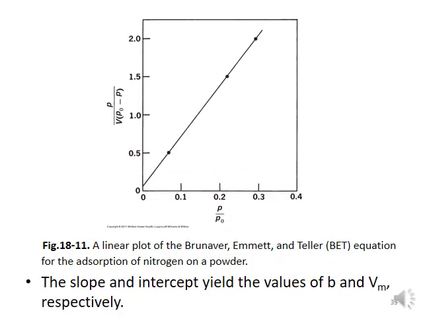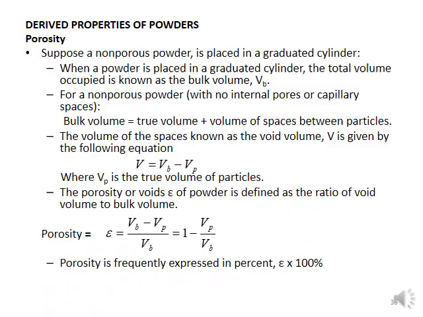This is a linearized form of the BET equation, which comes from Brunauer, Emmett, and Teller. As you can see, we can obtain the slope of this figure and also the intercept. Using the slope and the intercept, we can determine the volume required for monolayer coverage, and this is the Vm, which is used in order to determine the specific surface.